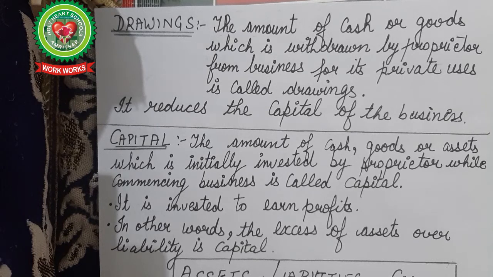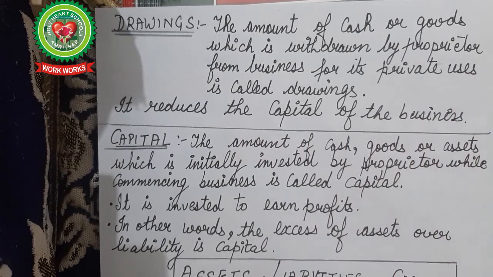I can't spend my own expenses from my business account. I can only take the profit of the business, but I cannot take the capital of the business for my own use. So cash or goods which are withdrawn by the proprietor. Now who is the proprietor here? Proprietor is the owner of the business, for its private use. So it is called drawings. It reduces the capital of the business.